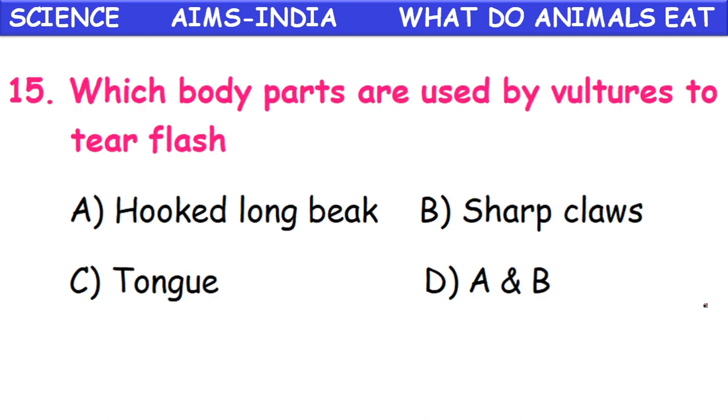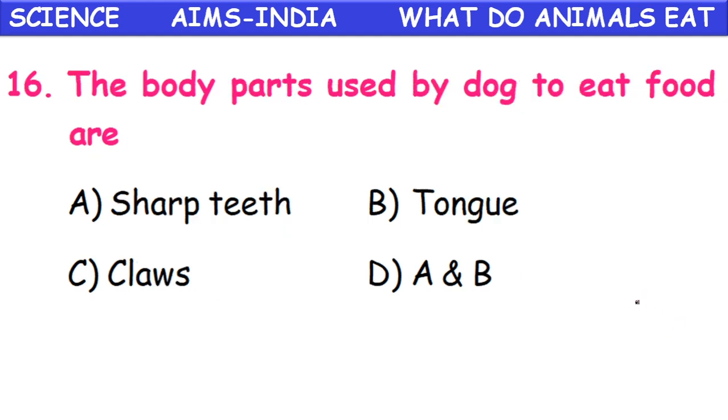Which body parts are used by vultures to tear flesh? They use both the hooked long beak and sharp claws. They are called talons, with the help of which they can catch the prey, the legs.